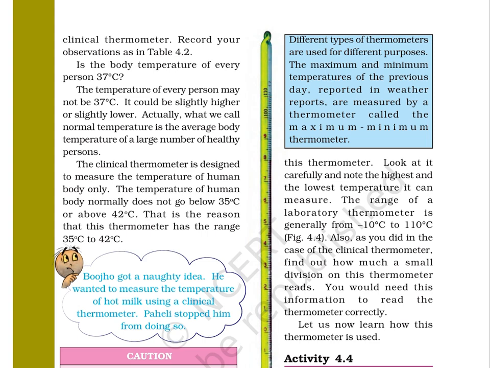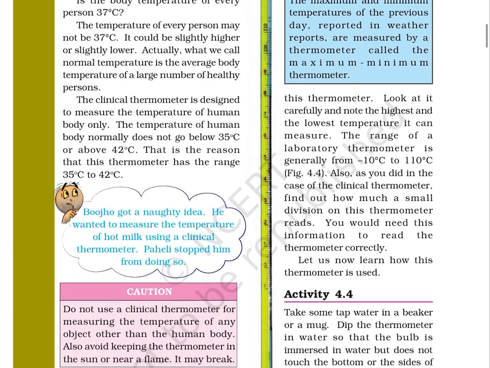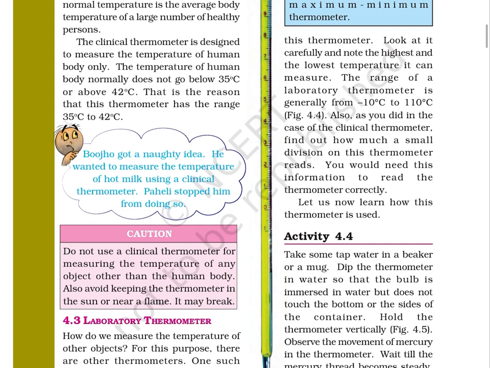The clinical thermometer is designed to measure the temperature of human body only. The temperature of human body normally does not go below 35 degrees Celsius or above 42 degrees Celsius. That is the reason that this thermometer has the range 35 degrees Celsius to 42 degrees Celsius.